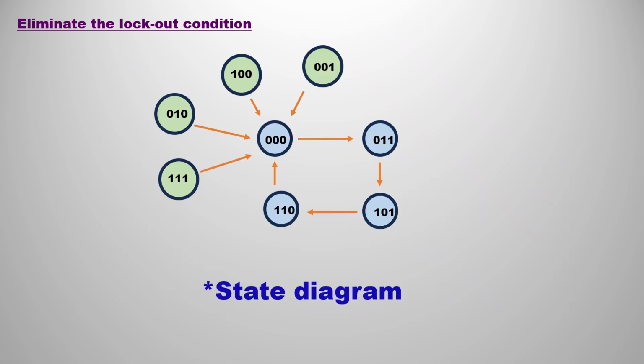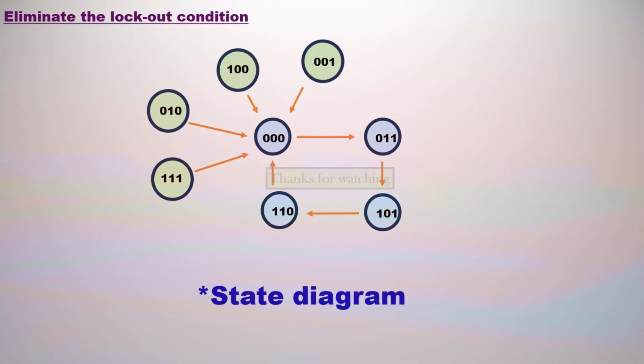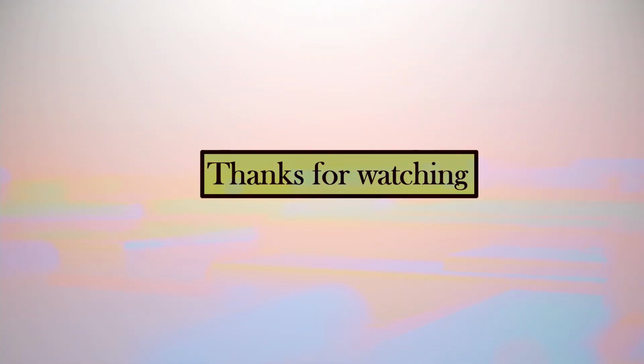This is the circuit diagram after eliminating the lockout condition. You can see that the invalid states are pointing to 0, a valid state. If the counter enters an invalid state, it again has the capability to enter a valid state. So that is the reason we modify the circuit, for eliminating the lockout conditions. I hope you understood this video. Thanks for watching up to now.